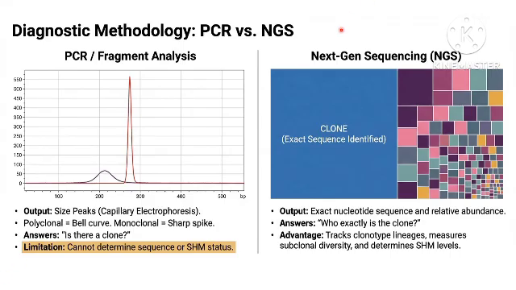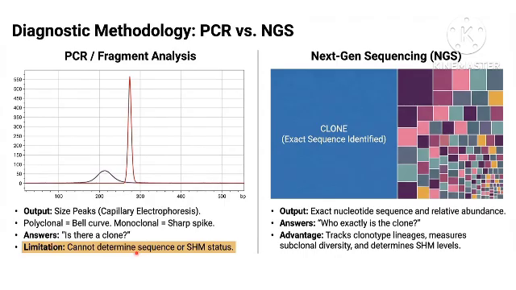So differences between PCR and NGS. The output of PCR is size peak, that is by capillary electrophoresis. It gives you bell-shaped curve, that is because of Gaussian distribution in case of polyclonal population. In monoclonal population, you see sharp spike, which we have already seen in the initial few slides. So PCR can answer only one question: is there any clone? Yes or no, that's it.